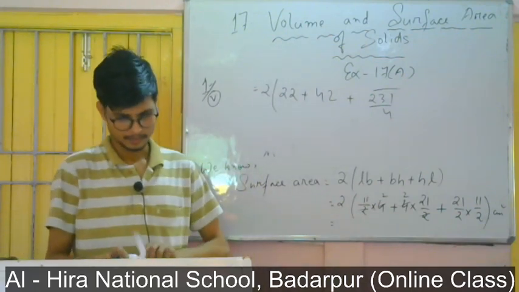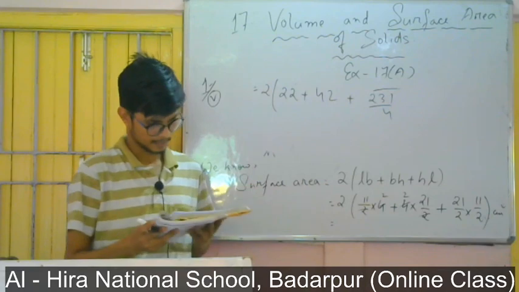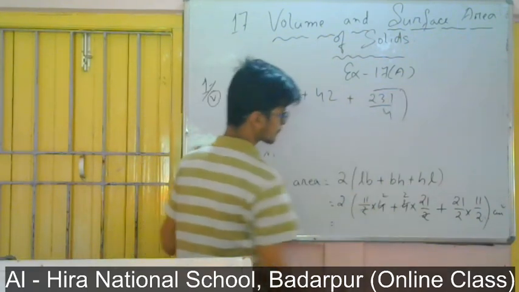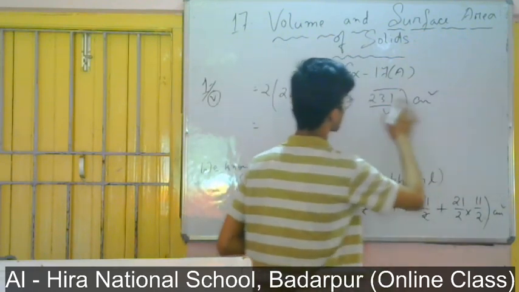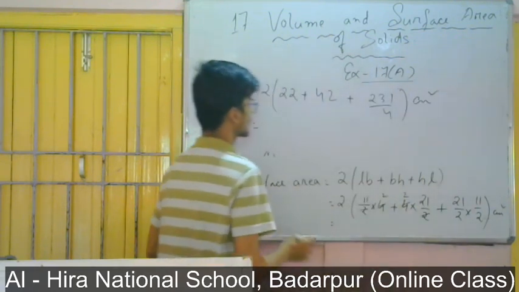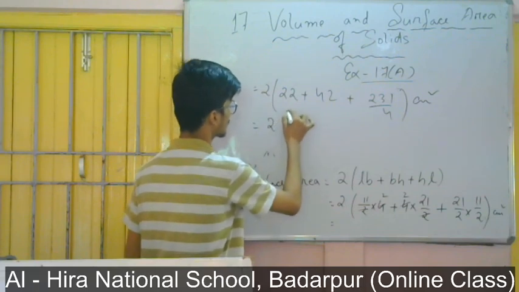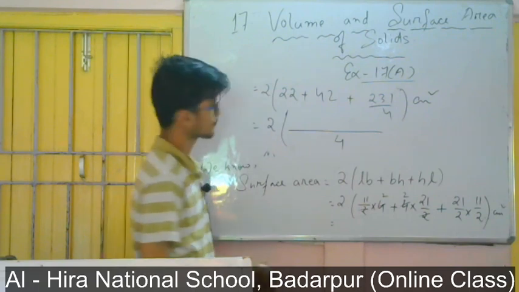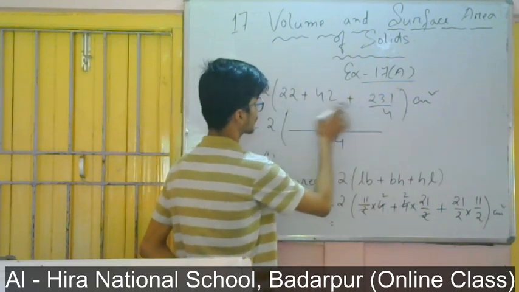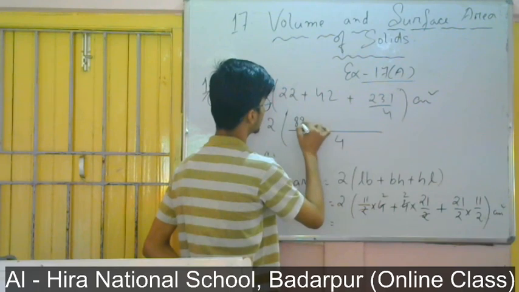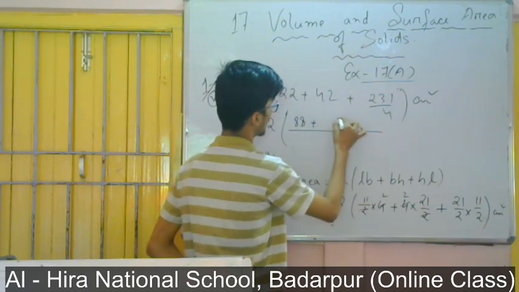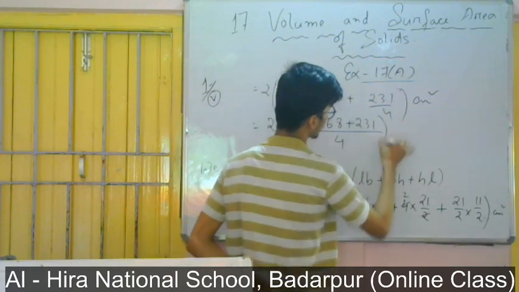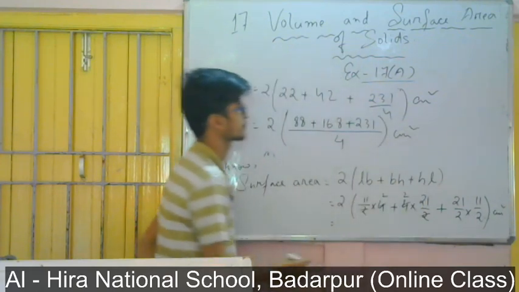So now I will simply take the LCM and then I will do it. So LCM will be 4, there it will be centimeter square. So 2 into, if I take the LCM it will be 4, and if I multiply it with 4, 4 2s are 8, so it will be 88 plus 4 4s are 16, 168 plus 231 centimeter square.